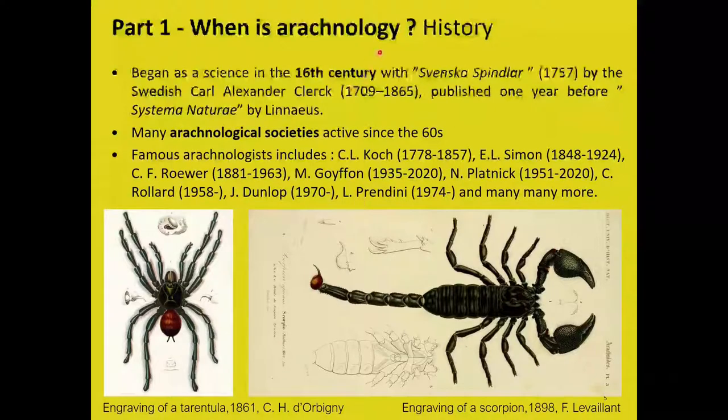Now, when is arachnology? So, yeah, Romans stole it as always. It's actually quite an old science. As you can see, it starts in the 16th century with a monography, which is a big book of description by a Swedish scientist, which was published one year before the very well-known Systema Naturae by Linnaeus.